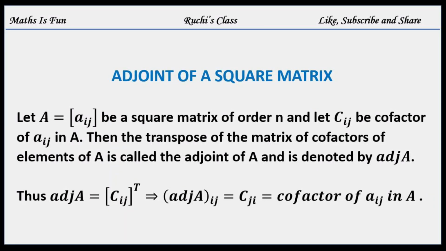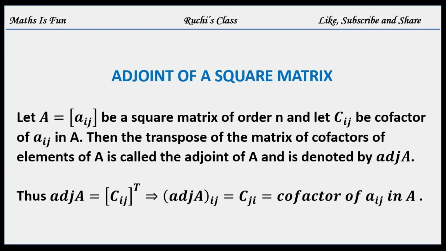Let A = [Aij] be a square matrix of order n, and let Cij be the cofactor of Aij in A. Then the transpose of the matrix of cofactors of elements of A is called the adjoint of A, and it is denoted by adj A. Thus, adj A is equal to the transpose of the cofactor matrix.